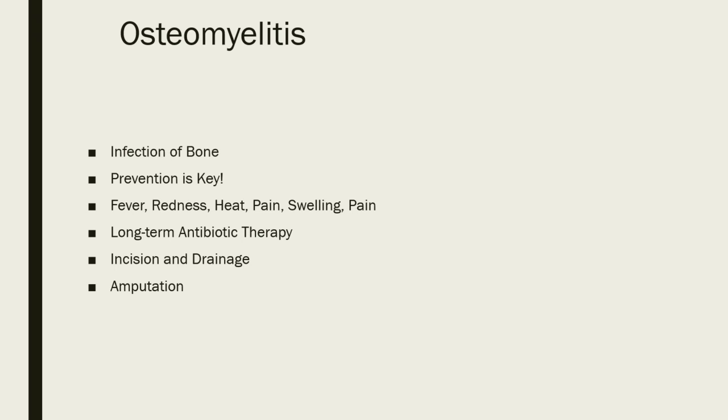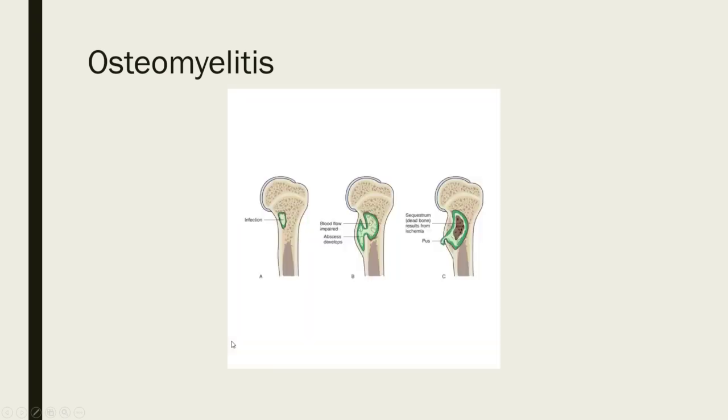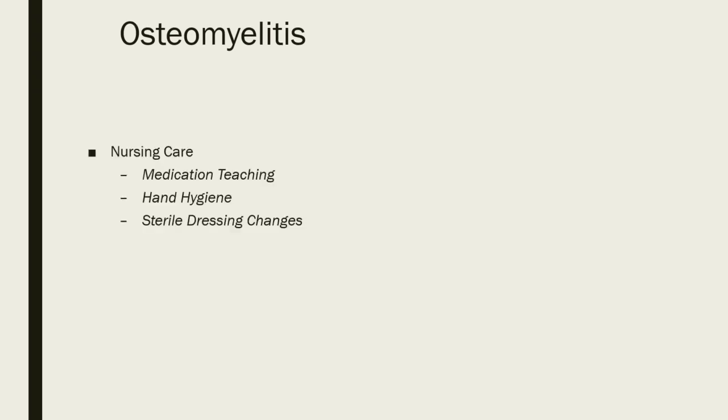Some of the signs and symptoms that you could see for a patient that has osteomyelitis would be fever, redness, heat at the extremity, pain, and swelling. This person is going to potentially be on long-term antibiotic therapy. It may require incision and drainage of the site, and potentially, in some severe cases, amputation. Okay, this is just a visualization of osteomyelitis and how it progresses.